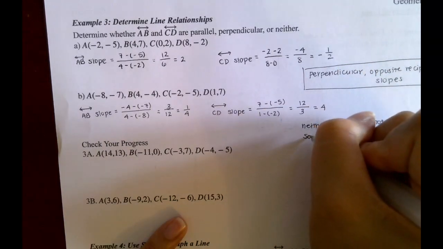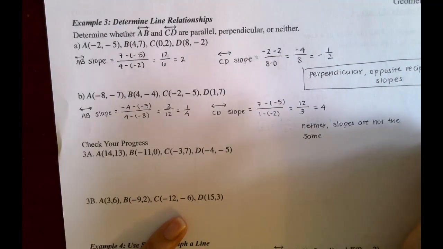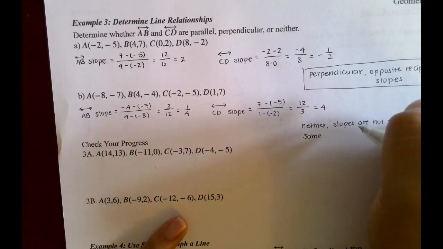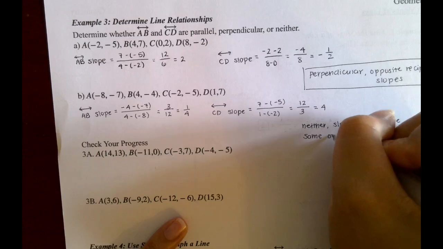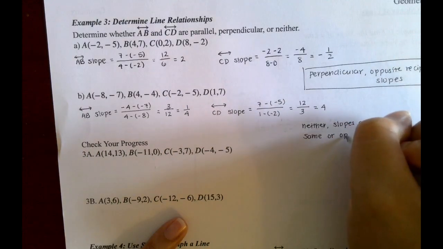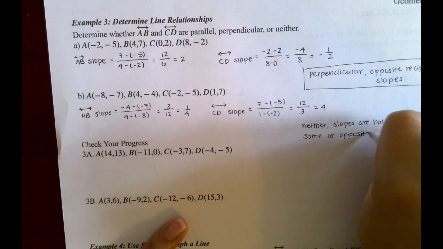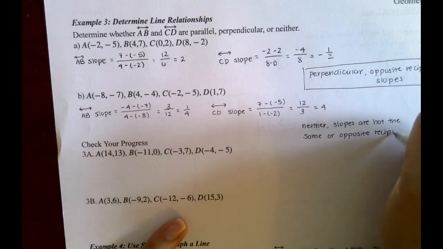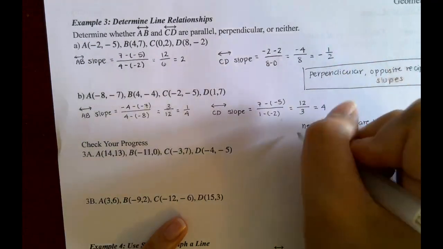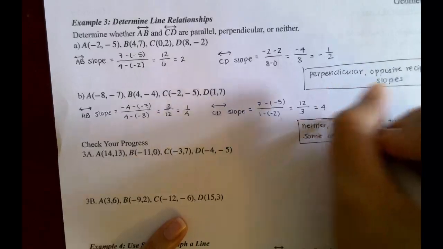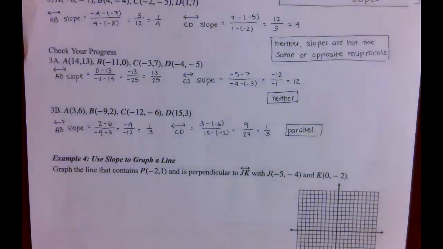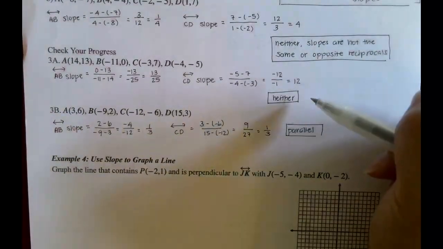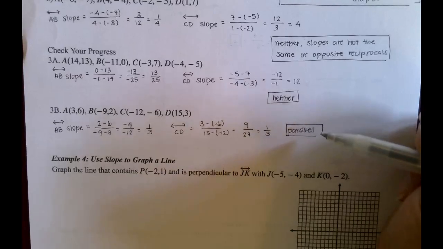You don't have to write the reason, but you should know the reason if someone asks, right? Or if I ask you to explain. So neither, because slopes are not the same, or opposite reciprocals. Right, and there you go. Okay, so why don't you try 3A and 3B and then come check your answer when you're done. Okay, you should have gotten neither for 3A and parallel for 3B.